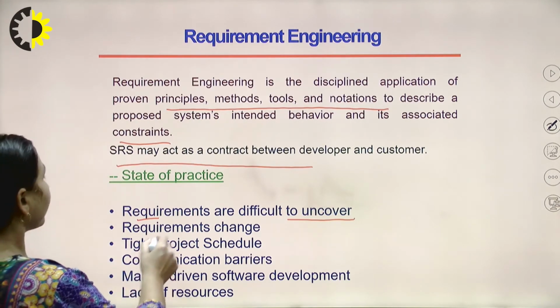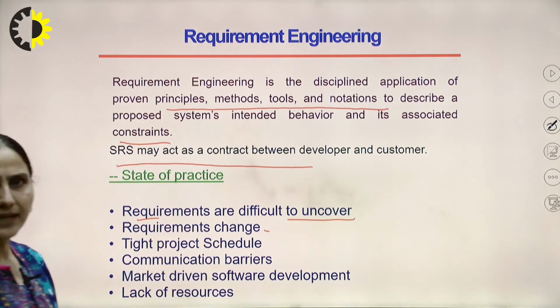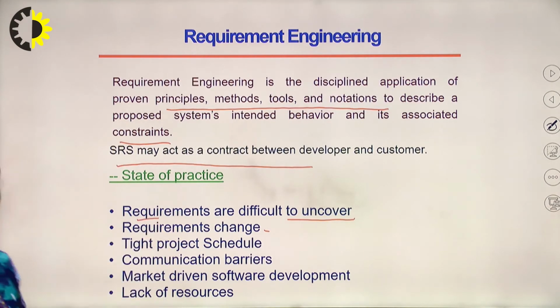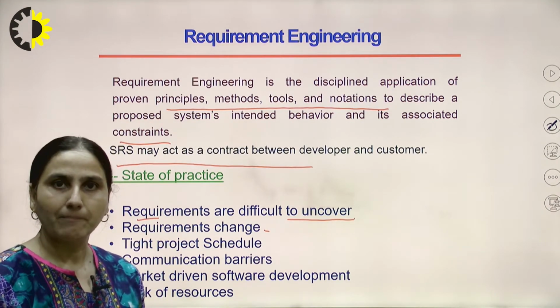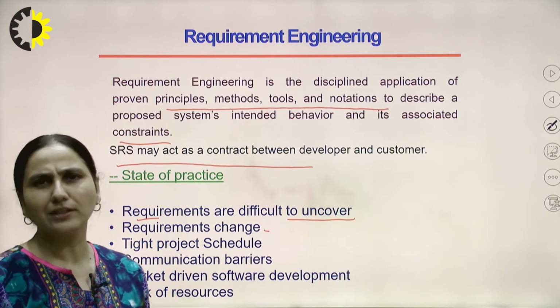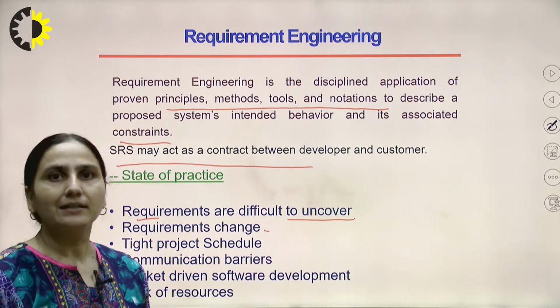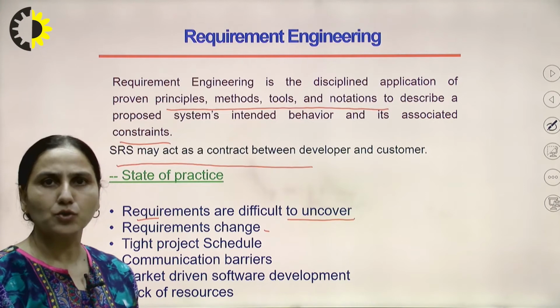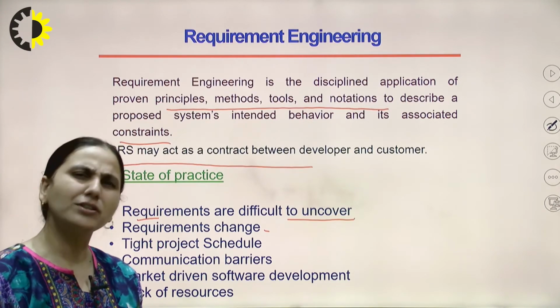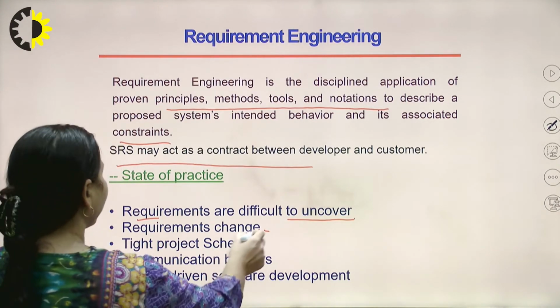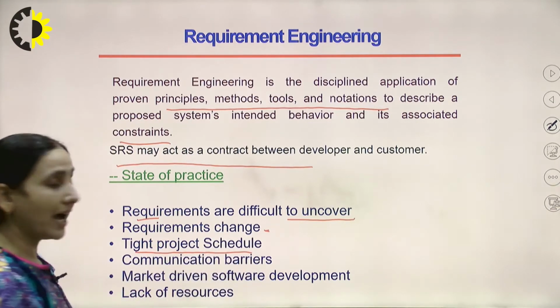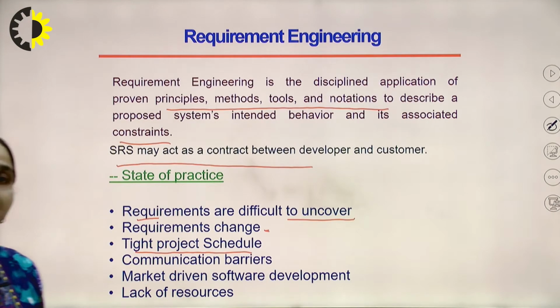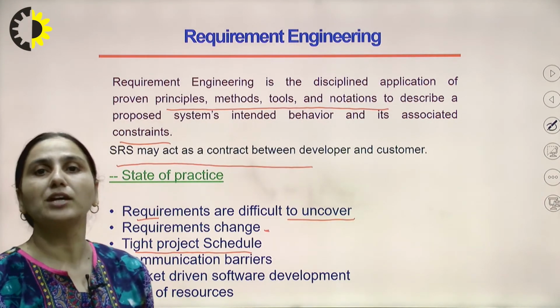Second, requirements often change. It is quite difficult to understand all the requirements at the very initial level. They frequently change for one reason or another. The customer may have some issue, so he wants to change some requirements. There can be a number of reasons due to which they frequently change. Next is a tight project schedule. We have a tight project schedule, and within that schedule we are supposed to deliver the products to our end user.